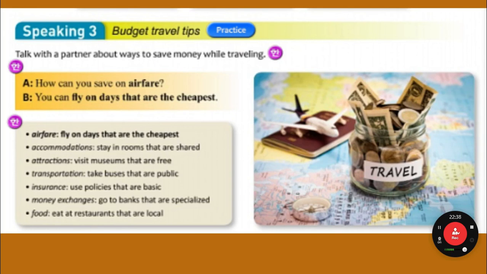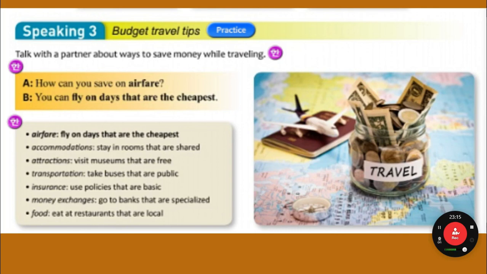Money exchanges. A money exchange is when you take the money from your country and you give it to a banking sort of person, and they give you the money for the new country. You can either do that before you leave at some banks like KB or KEB will do it here, or you can go to an exchange place, or you can do it at the airport, either in Korea, or when you land at your other country. And food. Well, we know what food is. Okay, so these are the money-saving tips.